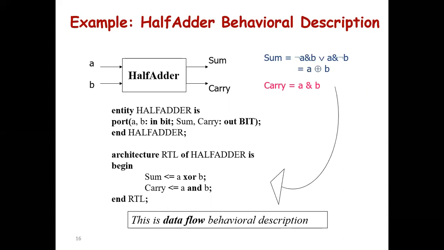Next, we need to define the architecture, RTL of half adder is begin, with sum is equal to A XOR B, carry A AND B in RTL. So this is the data flow behavior description.